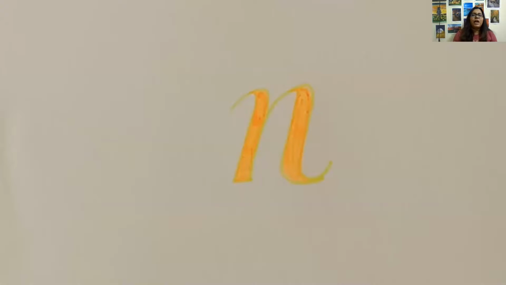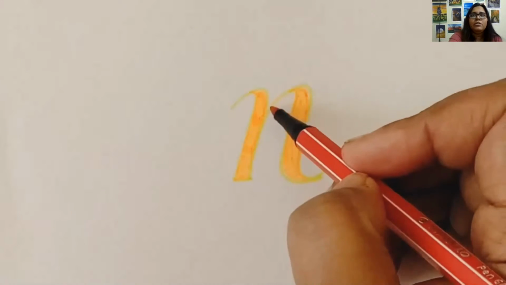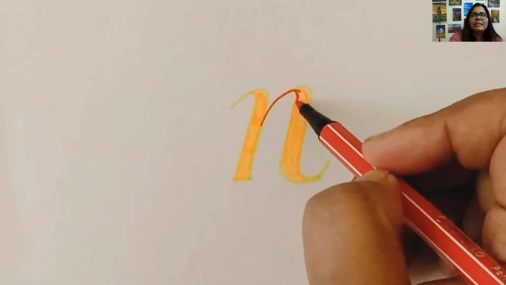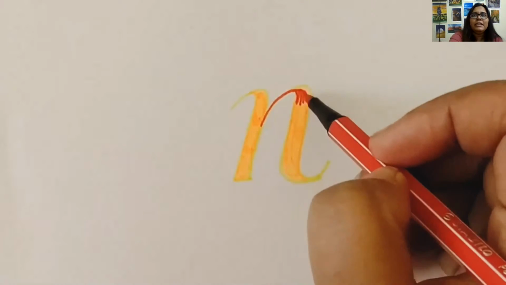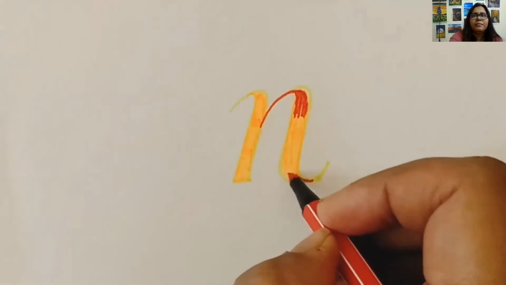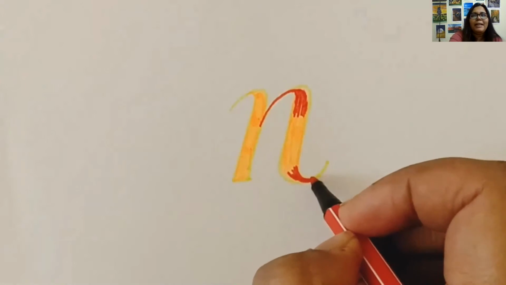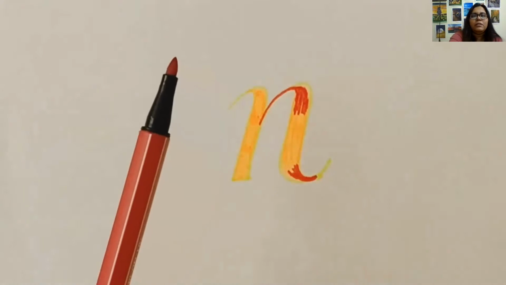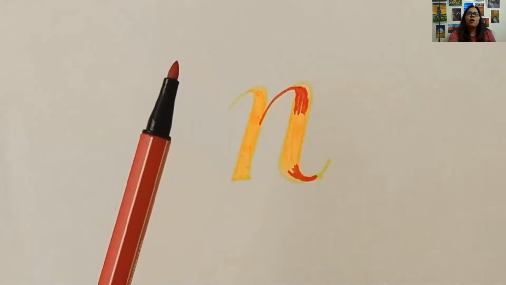Okay, so now our next color is red. Just see how I am applying the red color. Just at the top portion like this, a little bit of red, and at the end, a little bit of red. At the top and at the ends of the letters. The portion that you have darkened at the top of the letter and at the end of the letter, just apply the red color.